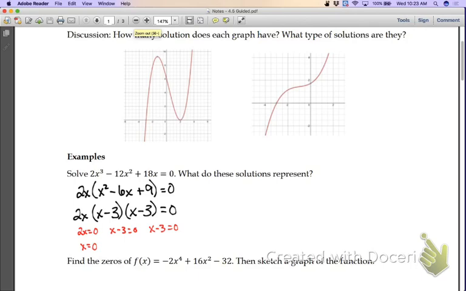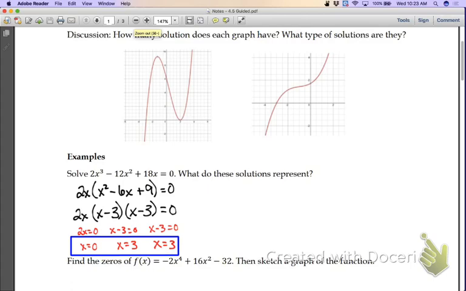0, 3, and then 3 again. So here are my solutions. What does that tell me? What do these solutions represent? Where the graph does what? Either crosses or changes directions at the x-axis, right?